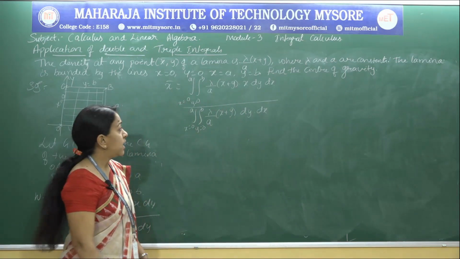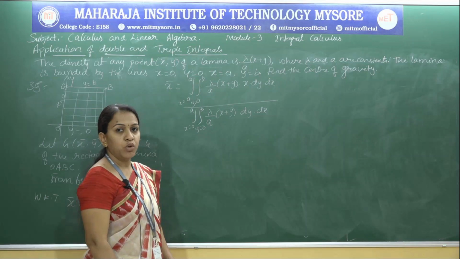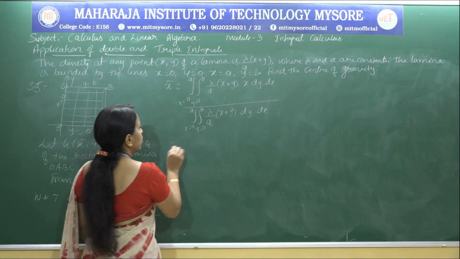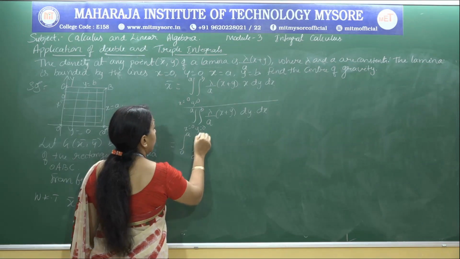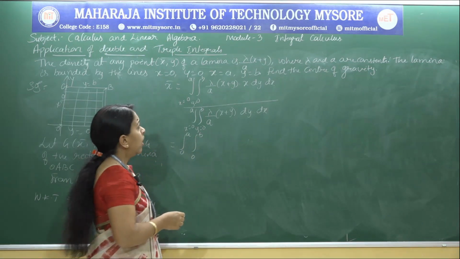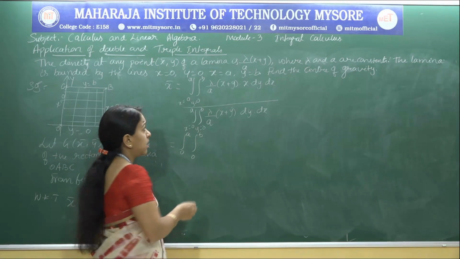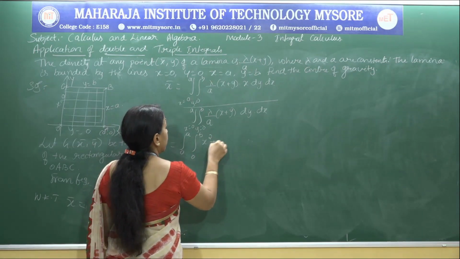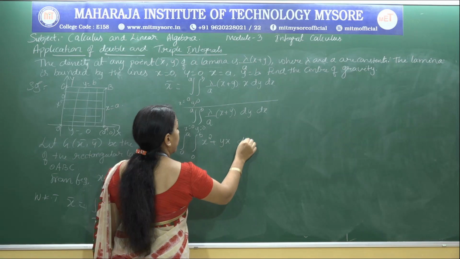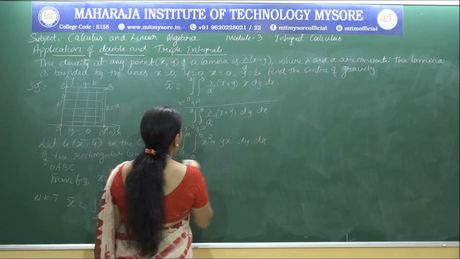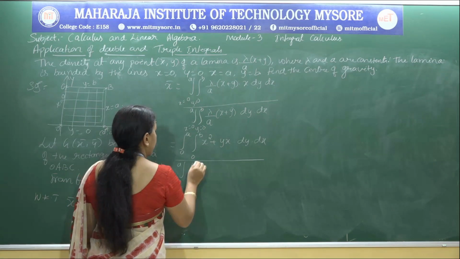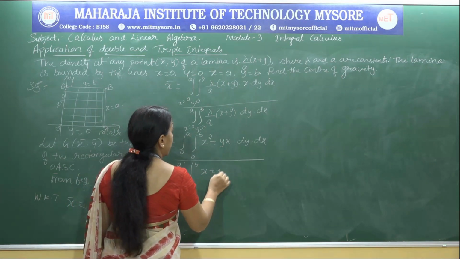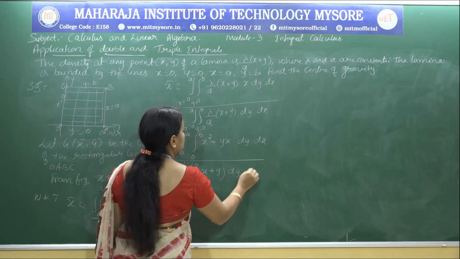Now, I can cancel lambda by a in both numerator and denominator, so that we remain with the integral 0 to a, integral 0 to b. I can multiply x in, so that we get x square plus yx dy dx, whole divided by the double integral 0 to a, 0 to b, of (x plus y) dy and then dx.